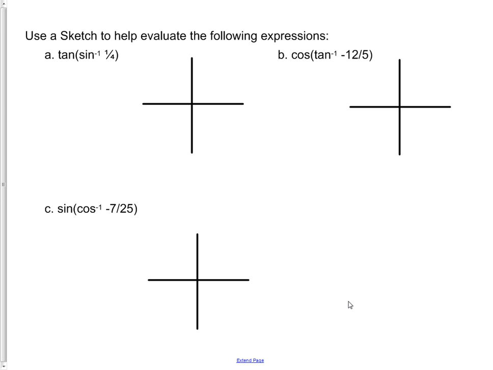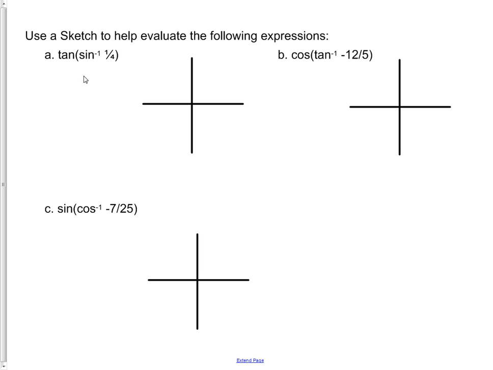Let's finish up our talk on the inverse trigonometric functions by presenting a couple of interesting looking problems of a typical kind that you will run into in the textbook. In A, we're asked to find the tangent of the inverse sine of 1/4. Now, 1/4 is not one of the ratios that we remember from our basic angles. So you might ask yourself, well, what gives?